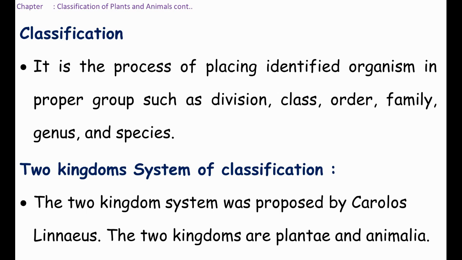Okay, he classified all of the organisms which were found on the earth into 2 kingdoms. He classified all of the plants and animals which are found on the earth into two kingdoms. What are they? According to Carolus Linnaeus, two kingdoms are kingdom Plantae and kingdom Animalia. First of all, kingdom Plantae.